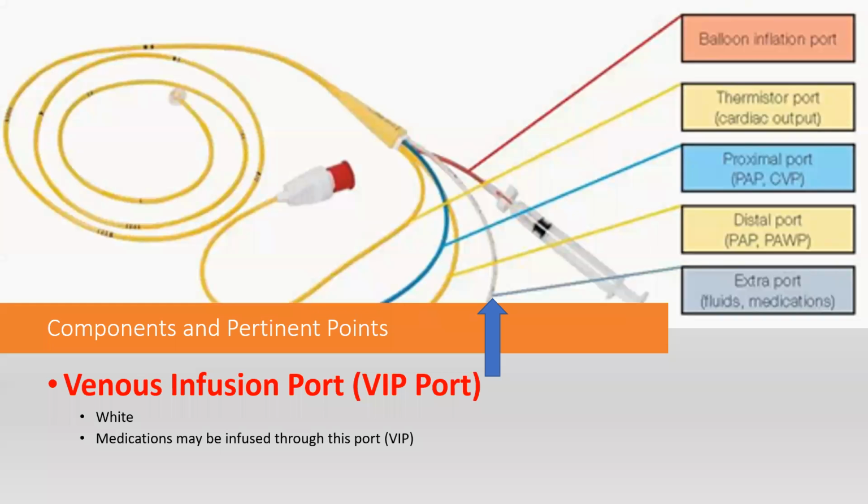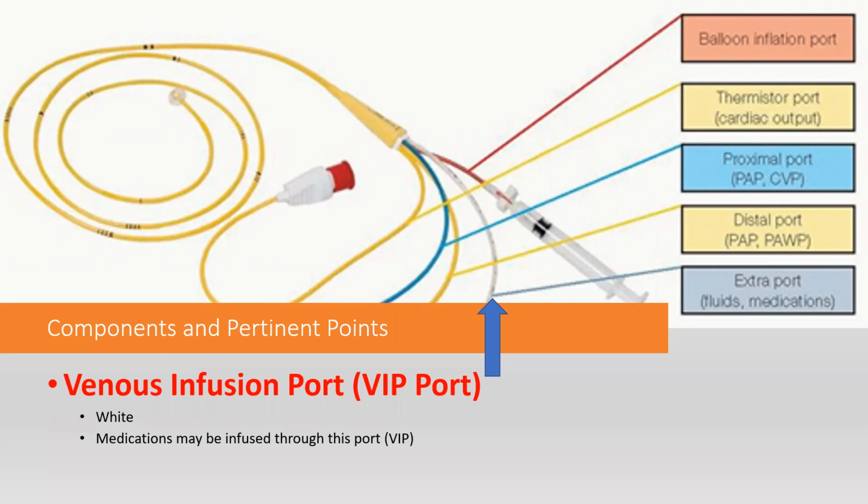All right. The other thing is that we usually have a venous infusion port, also known as a VIP port. This is an extra port. It is white, and this is what you would use to infuse medications safely. So actually, you could begin administration of medications as soon as venous placement of the introducer has been confirmed by pressure measurement.